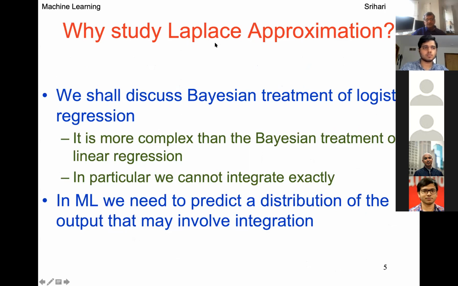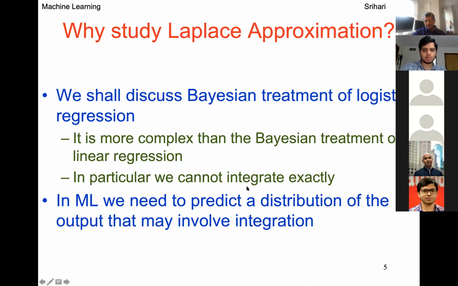So why study Laplace approximation? We shall discuss Bayesian treatment of logistic regression. It is more complex than Bayesian treatment of linear regression. In particular, we cannot integrate exactly because of the nature of the sigmoid function that is involved in logistic regression. In machine learning, we need to predict a distribution of the output that may involve integration.